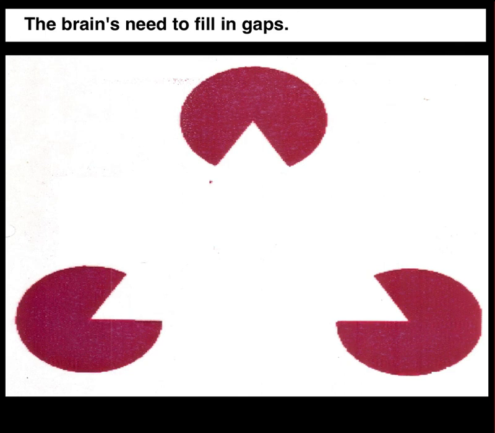There are 3, they look like Pac-Man symbols, if you recall the old Pac-Man game. And the way they're set up, we swear we see a triangle, but there is no triangle there. There is no triangle. It is the brain filling in the gap to make sense out of information that makes no sense to the brain. So again, the brain can actually trick itself and trick us into what is real and what is not real.